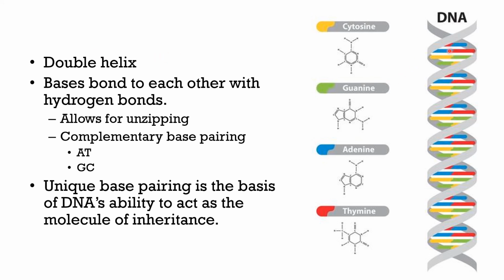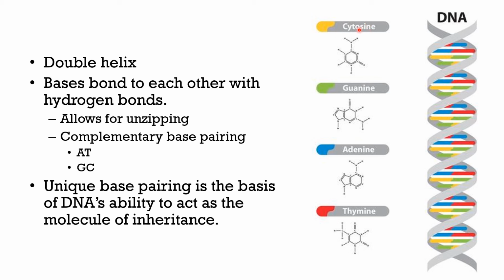Okay, so again right here. This allows for unzipping of the DNA and will be extremely important in how this functions, and allows us to open it and make copies of it and then close it again. Now we have 4 of the nitrogenous bases. There are cytosine, guanine, adenine, and thymine. You do not need to know the actual structure of these. You do need to know their names and which ones match each other.